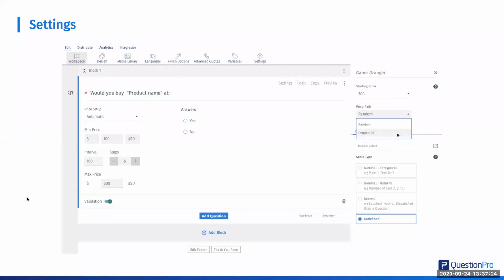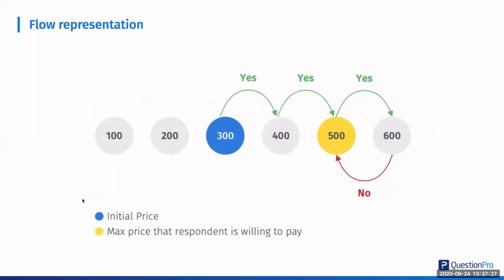So sequential, what sequential price path does is you start at a random point, and you gradually work your way up, one interval at a time. Likewise, if you were to set the initial price at 600 and respondents said no, then they would be asked this question. If they kept saying no, then they would be asked at a lower price point until they either say no at 100 or they say yes at any of these price points.